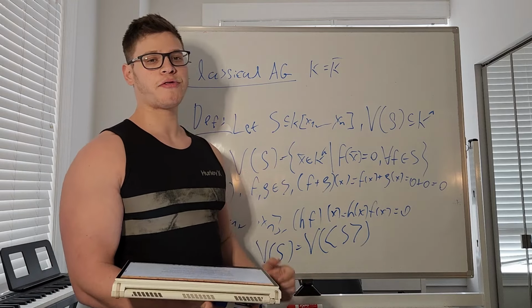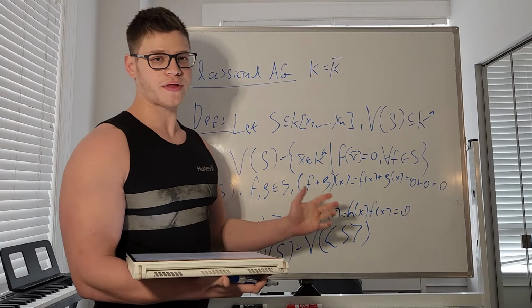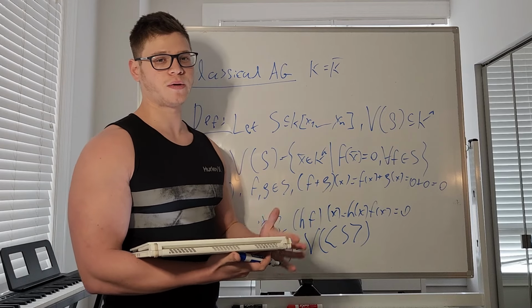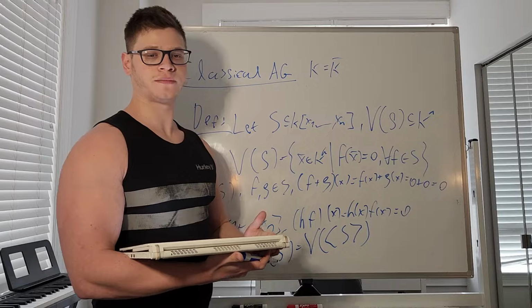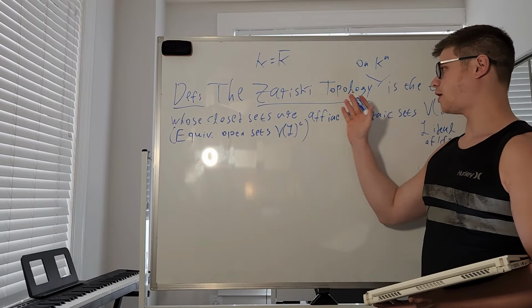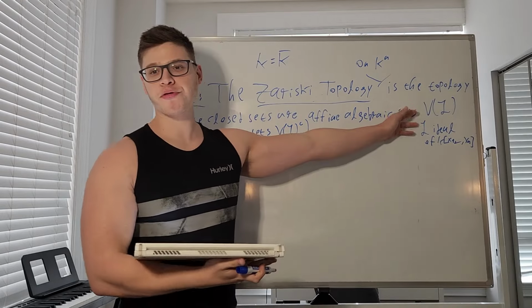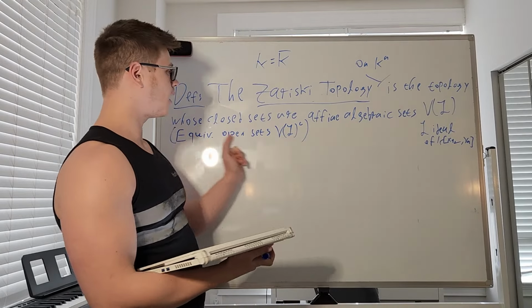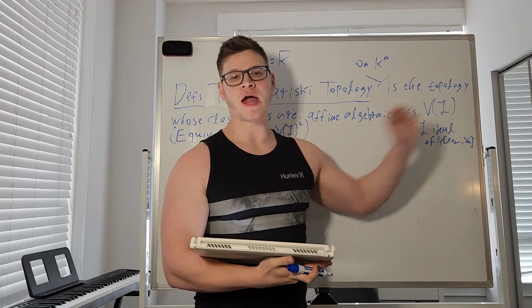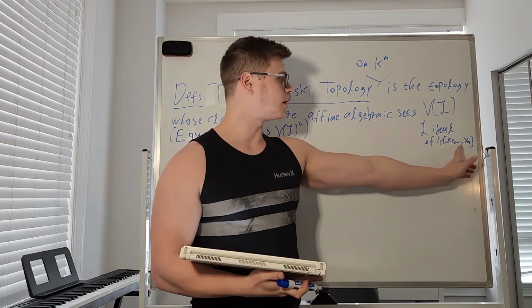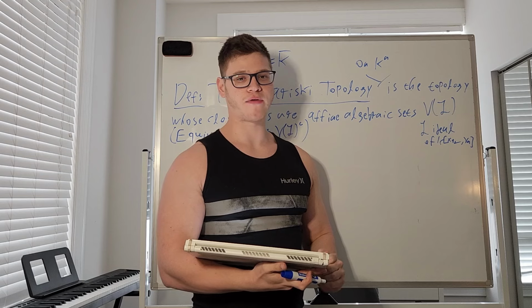We can refine this correspondence further, but first we will define the Zariski topology. So the Zariski topology is a topology defined on affine n space, whose closed sets are affine algebraic sets V(I), where I is an ideal of the polynomial ring in n variables.